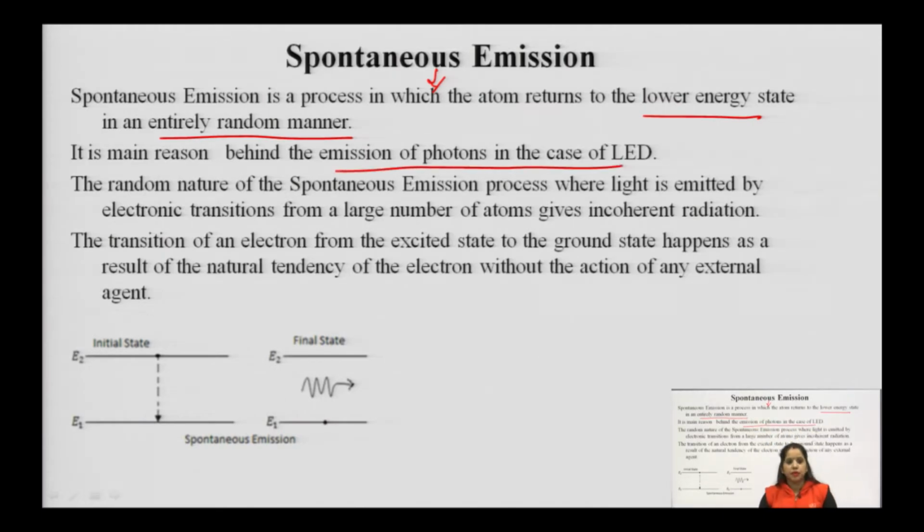Photons are responsible for the emission of light in the case of LED, with the help of spontaneous emission, which is a process of atoms returning from the higher energy level to the lower energy level in an entirely random manner. The random nature of the spontaneous process, where light is emitted by the electronic transition from a large number of atoms, gives an incoherent radiation. We already discussed in the first slide that the LED gives an incoherent radiation, that is, having different phases.